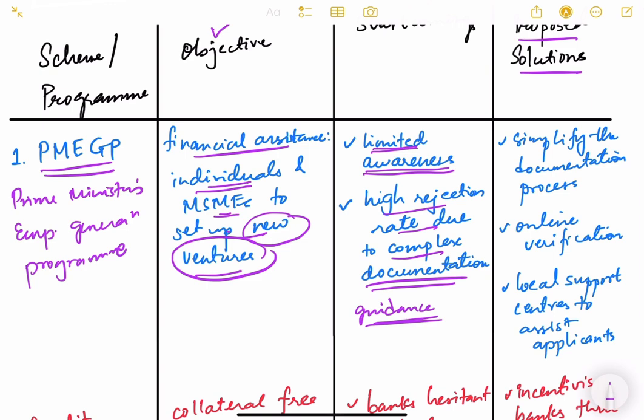Now, what is the solution? The solution is that we can simplify the documentation process. That is one way. We can have online verification for ease of verification, and so that people do not have to travel to distant places for document verification and application. We can have an online system.